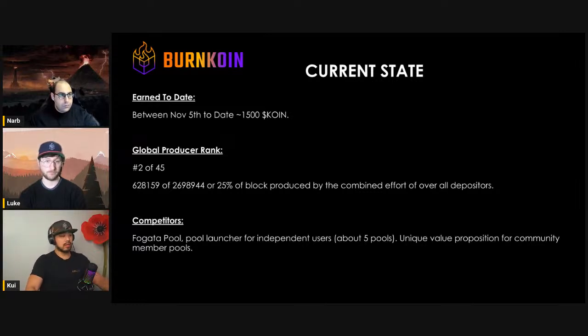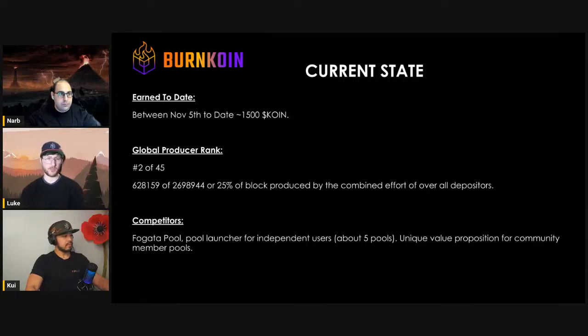We've got some competitors out there. We got Fogata, which is created by Julian Gonzalez. He's a guy from the Hive community, and he's now part of the Koinos community. He actually launched Condor Wallet, which is what we'd use to interact with Burncoin. He has a pool launcher, so if you want to check it out, check out Fogata.io. They run their own pool, and it's a unique value because it allows individuals to launch their own pool as well. Yeah. So that's a competitor.